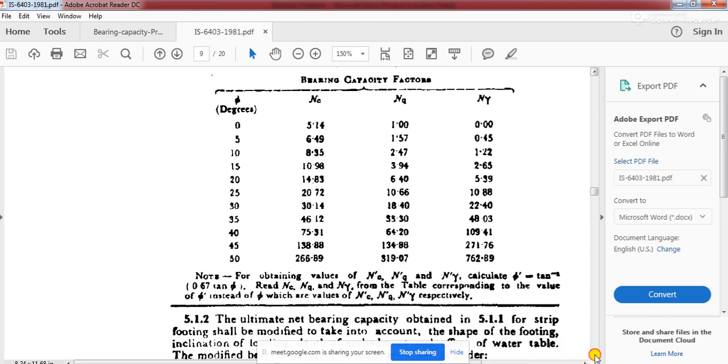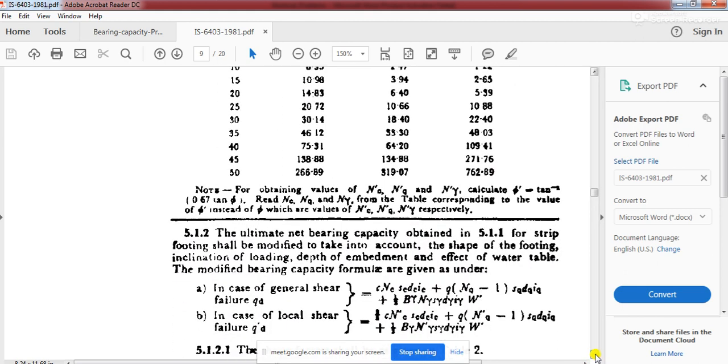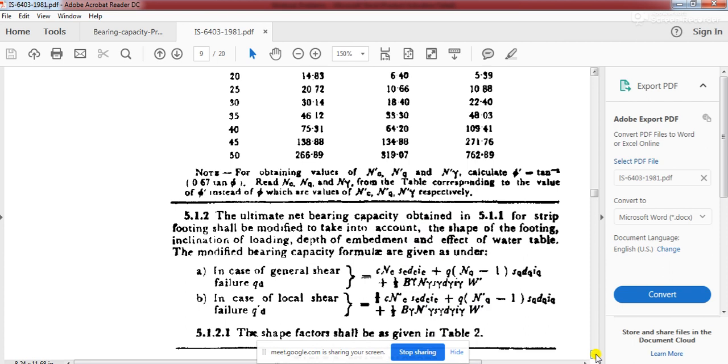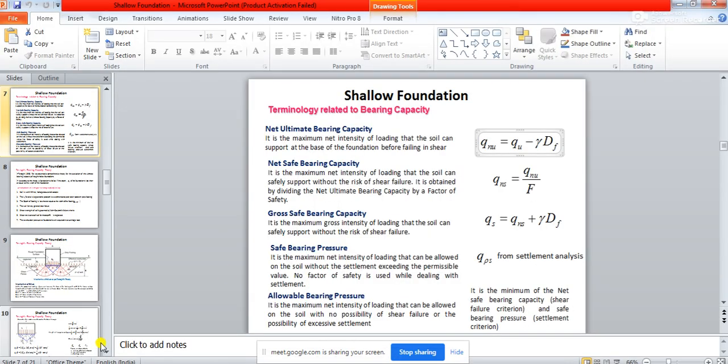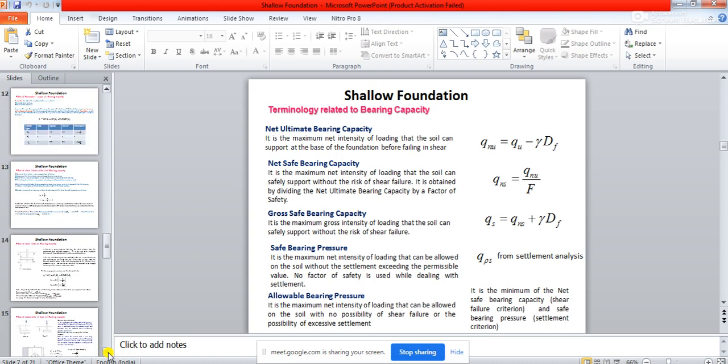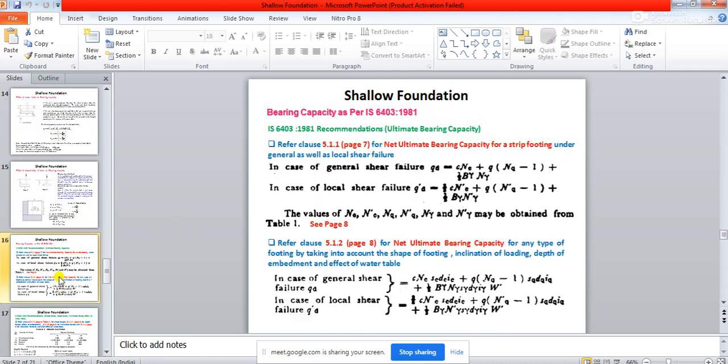Okay. Let's move to the next part. So you see, next, let us go to our PPT. You see this next clause, that is 5.1.2, page number 8, for net ultimate bearing capacity. So see, in the previous formula, whatever we have seen was for strip footing.